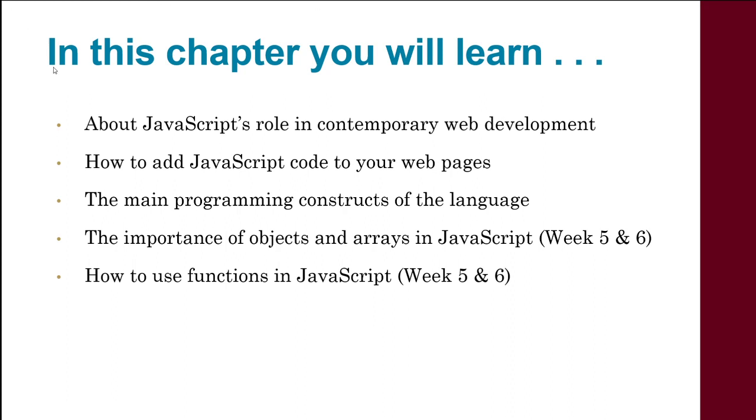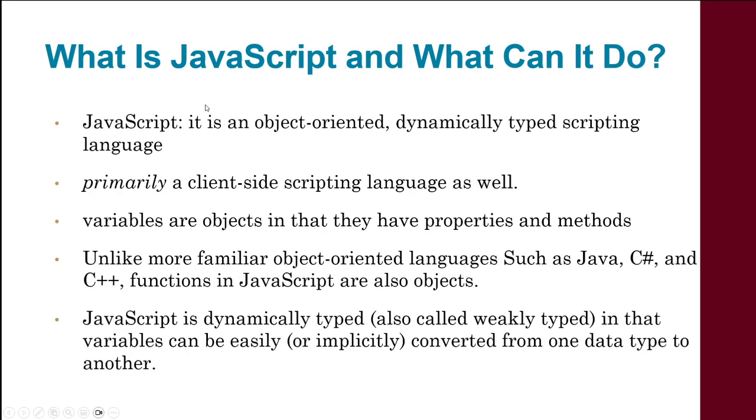Let's start with what JavaScript is and what it can do. JavaScript is object-oriented and dynamically typed, and it's a scripting language. So object-oriented means that the main pieces that you use are objects. Dynamically typed means that your variables do not necessarily have to be explicitly declared, and we'll go over that. And then scripting language just means that it runs scripts, right?